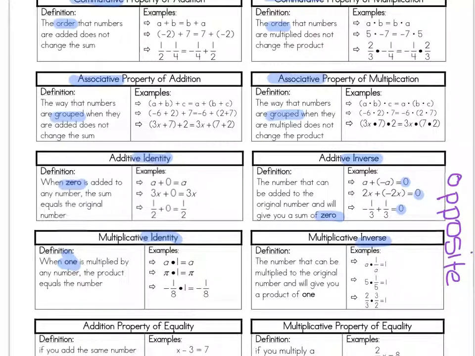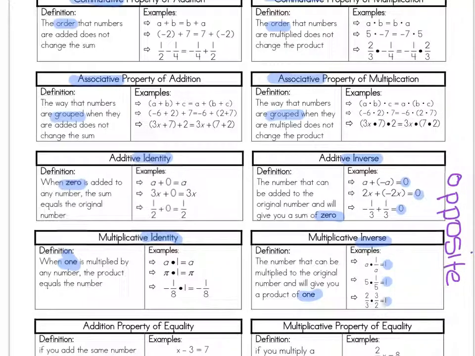So if you start with a, you'll have to subtract a, or we will usually say add a negative a. If you start with a 2x, you have to add a negative 2x. If you start with a negative 3, you actually have to add a positive 3 to get 0. Now the multiplicative inverse is slightly different. Instead of having a number give you 0 as the end result, we actually want a product of 1.